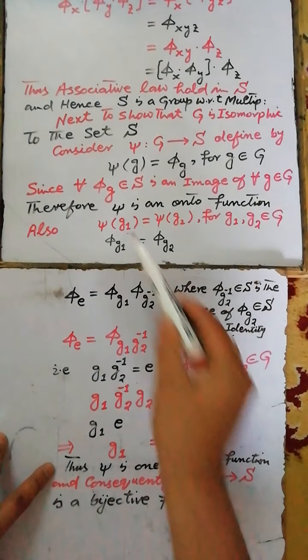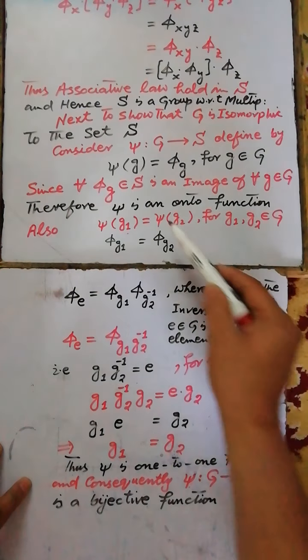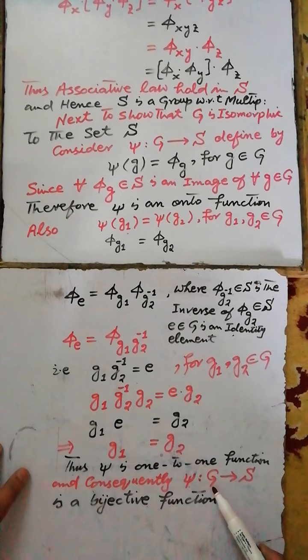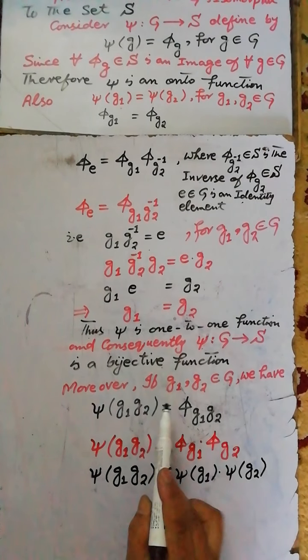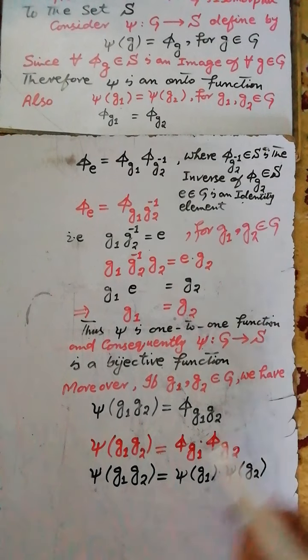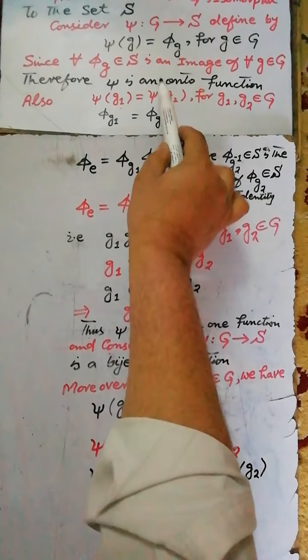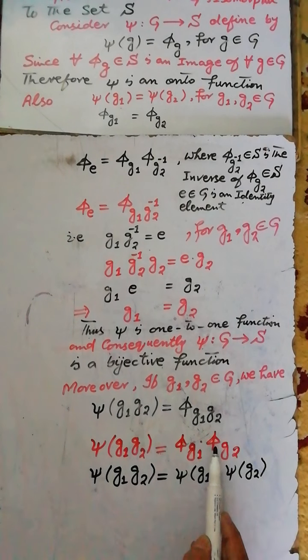Thus, the function psi defined from the group G to the set S is a one-to-one function. Hence, we can say that the function psi is onto as well as one-to-one from the group G to the set S. Thus, the function psi is a bijective function from the group G to the set S. Moreover, for any two elements g1, g2 belonging to the group G, we have psi of g1 g2 equal to pi of g1 g2, as defined above, which is also equal to pi g1 multiplied by pi of g2, as calculated in the first steps.